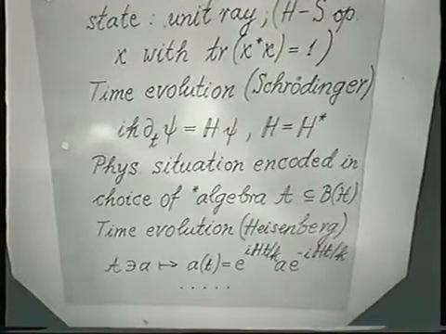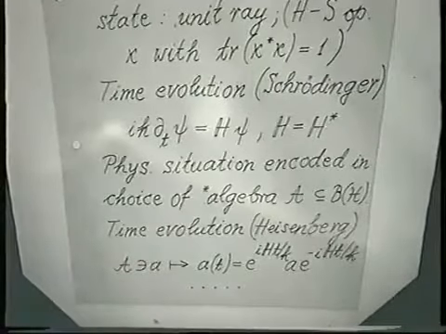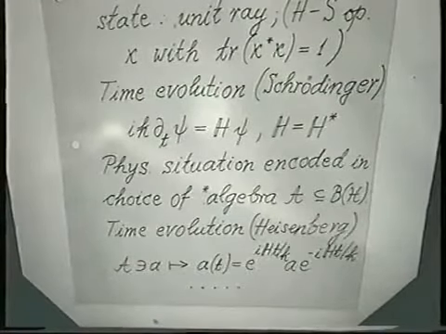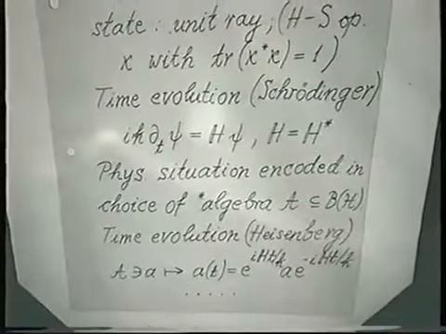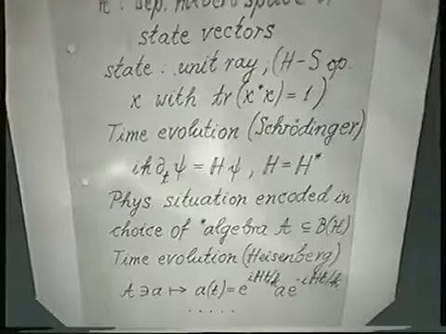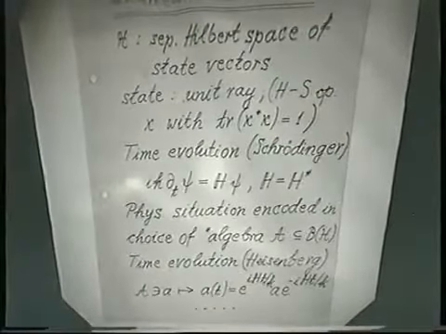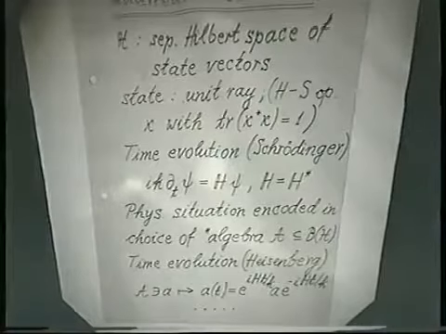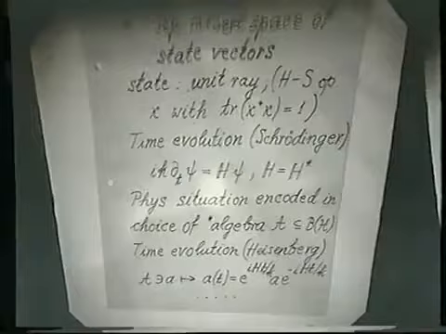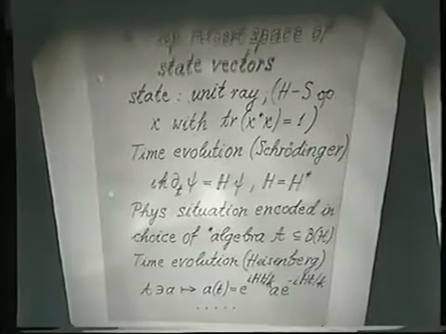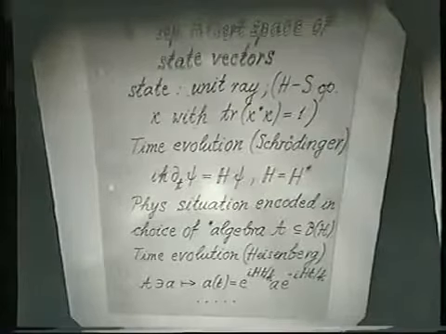So in order to come up with meaning, we have to choose a certain algebra of operators that encodes the physics of the system under discussion. And then the time evolution in the Heisenberg picture of the observables in this algebra A, of course, is given by, as usual, A of t is e to the i H t over h bar, A, e to the minus i H t over h bar.